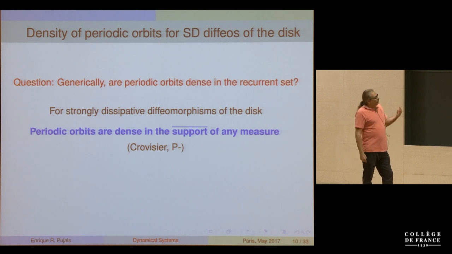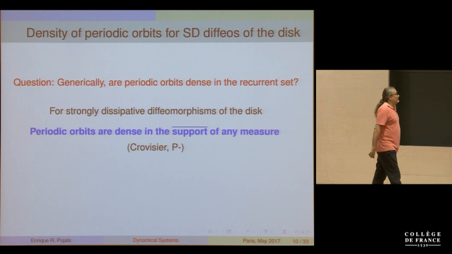So why do we only know it on the support of the measure? Because we are strongly using the property that the stable manifold separates, but the stable manifolds are defined only for these ergodic measures.